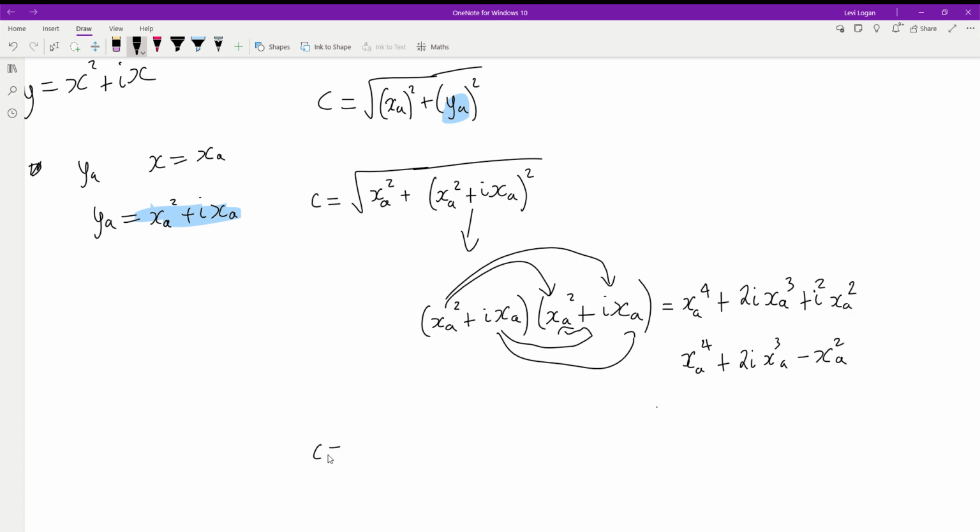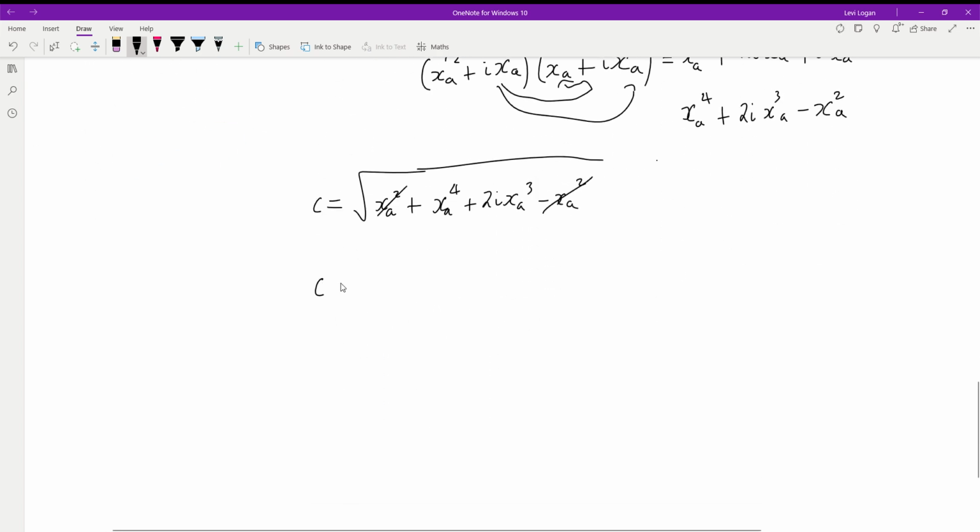So our c here, so if we put that into here, we're going to have this, so x of a all squared plus all this, so x of a to the 4 plus 2i x of a to the 3 minus x of a to the 2. So we can see that cancels with that, and now we've basically got an equation for our line here. So our line from 2 points of this complex function here is pretty much going to be x of a to the 4 plus 2i x of a to the 3.